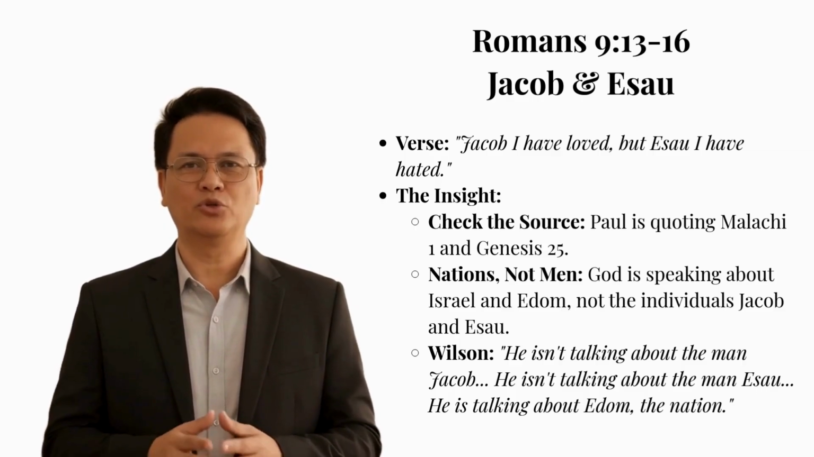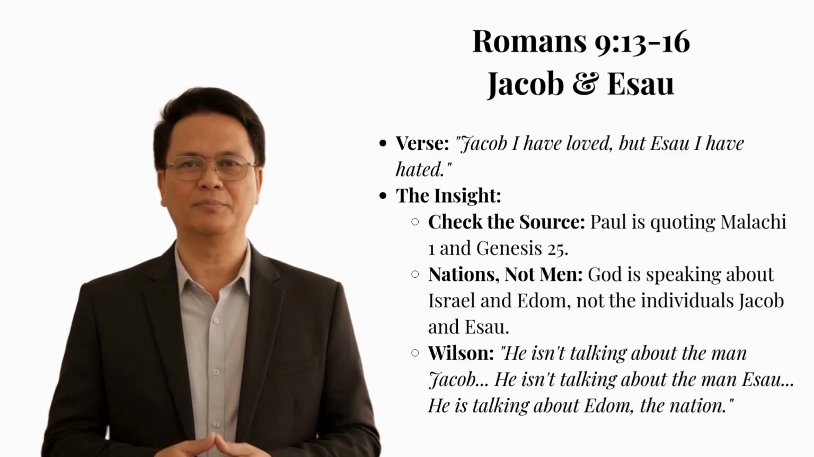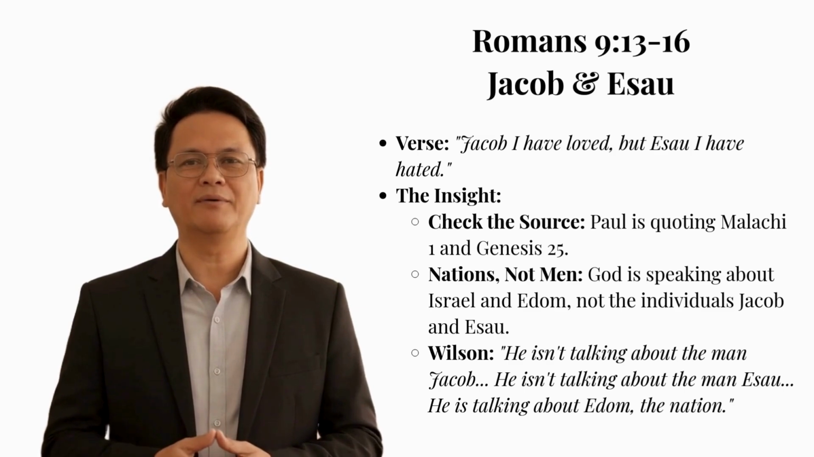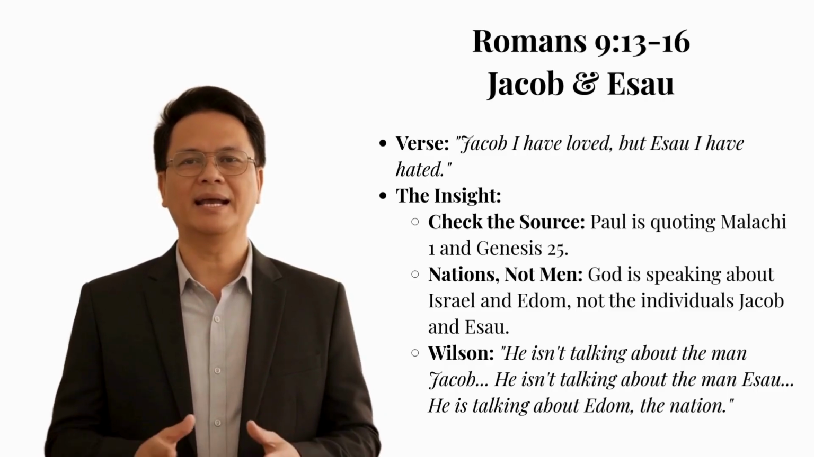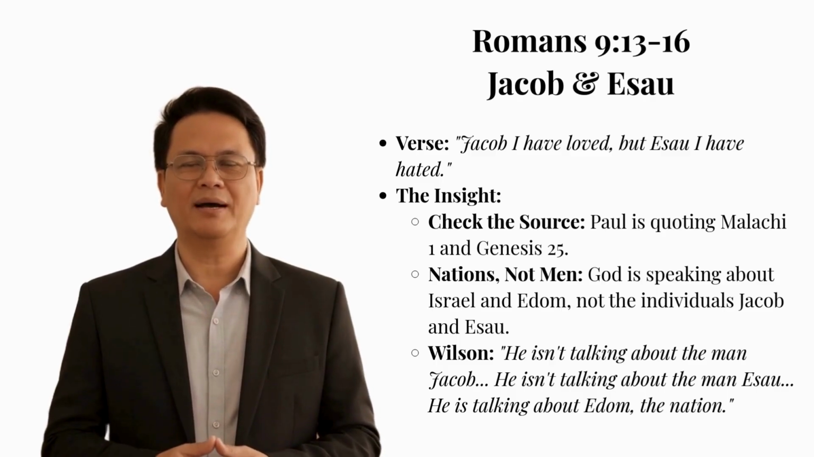A famous theologian once said that because God loved Jacob and hated Esau before they were born or did anything good or bad, the reason for the love is purely in God, not in them. This is often used to teach that God arbitrarily elects some people for heaven and damns others to hell before they are even born.